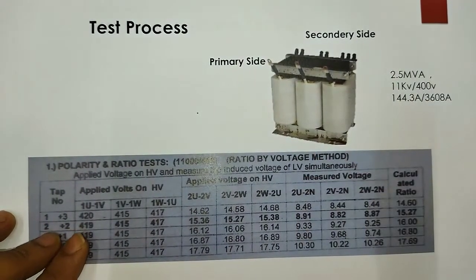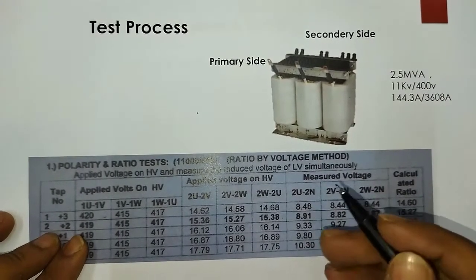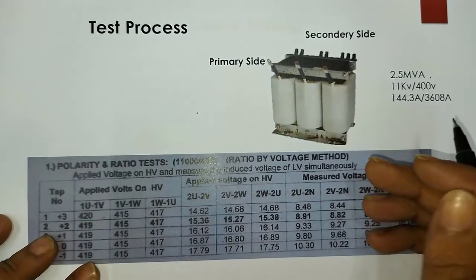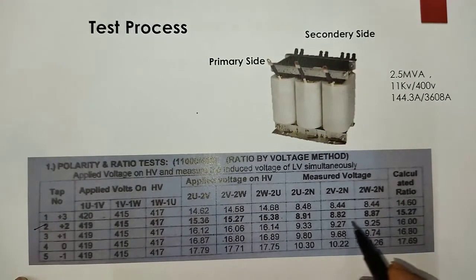First, we have to apply. First, you have to decide the tap changers. In our case, we selected the tap position 2. So we're going to explain this rating.